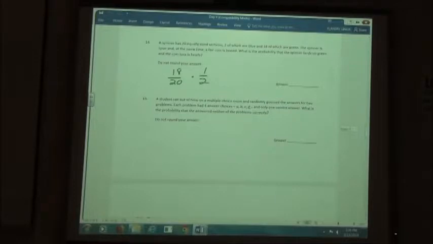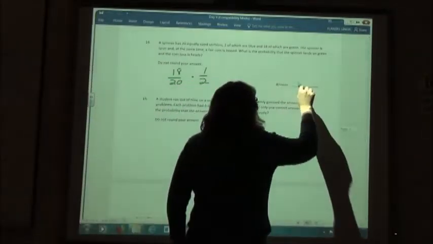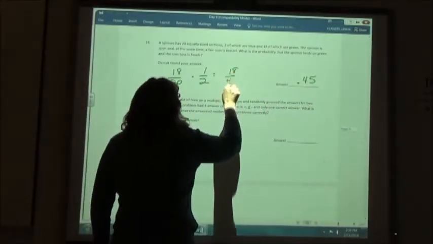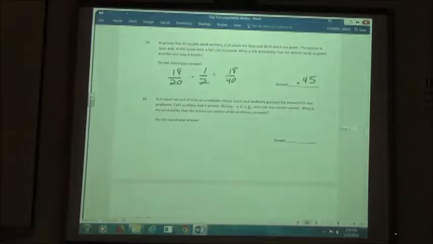And do not round my answer. Should come out somewhat nice. 0.45. 0.45, yep. Here, that one wouldn't be too bad to multiply 18 over 40, and then I could divide, or whichever way you did that.